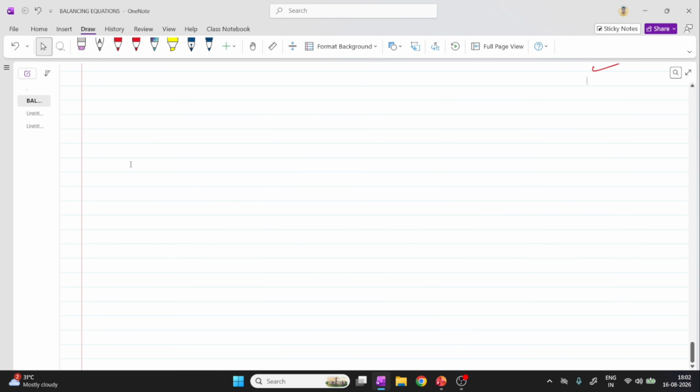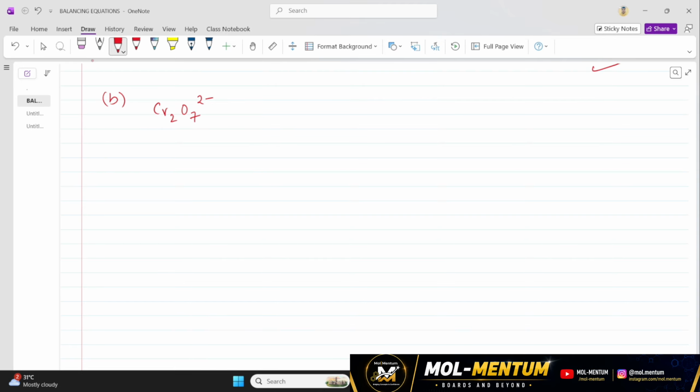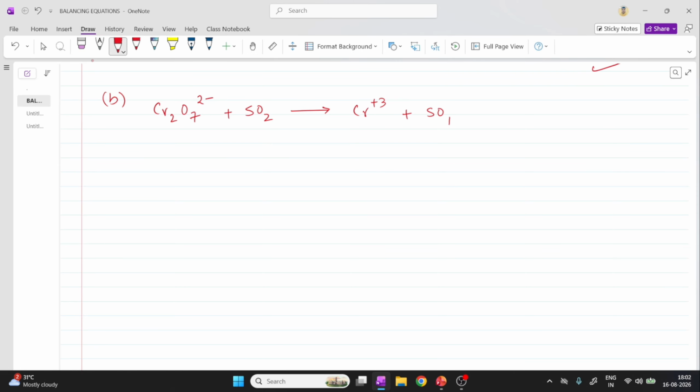And we will be using the same process, the same method. So this is the second example. Now this is slightly different from the previous one. Let us see how. Cr2O7 2 minus plus SO2, and it gives Cr plus 3 and SO4 2 minus. Now earlier it was written basic medium. Suppose now it is acidic medium.